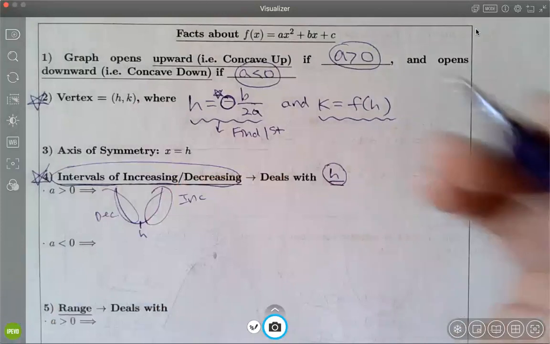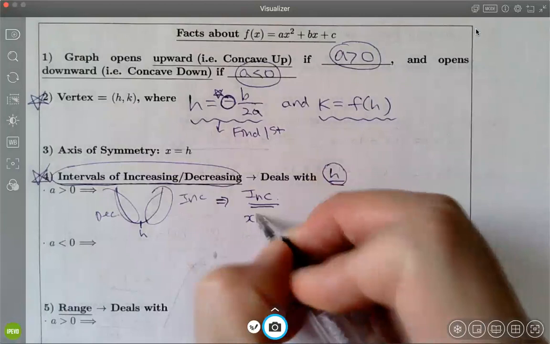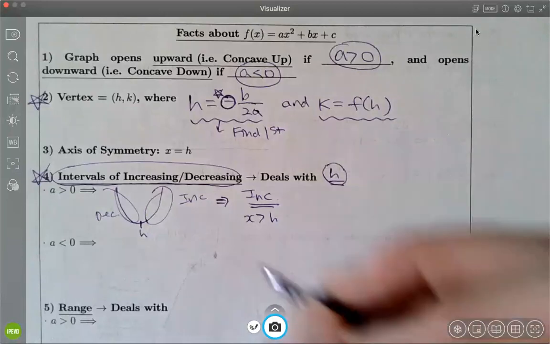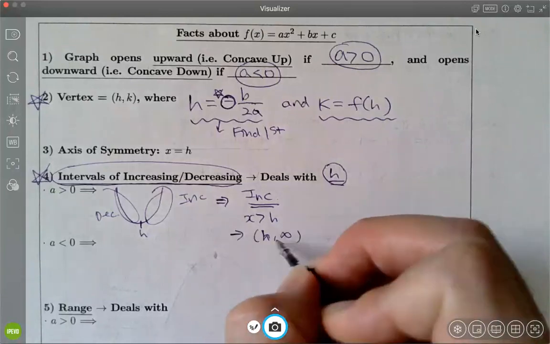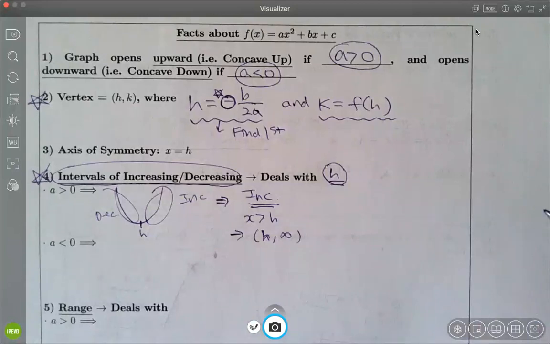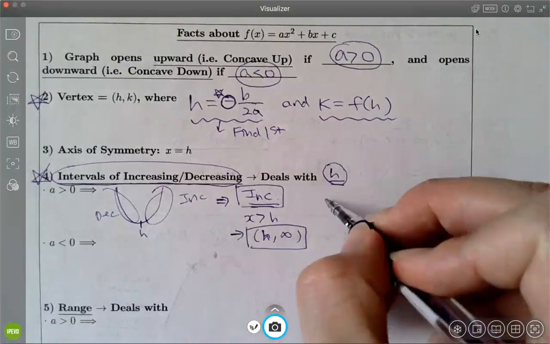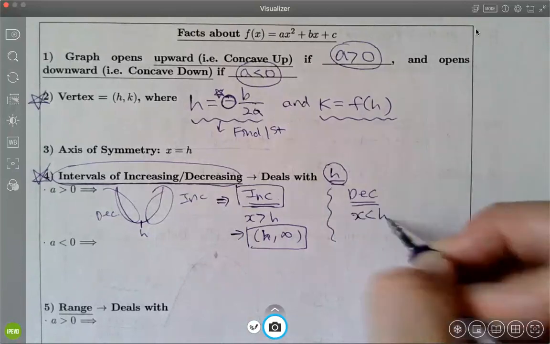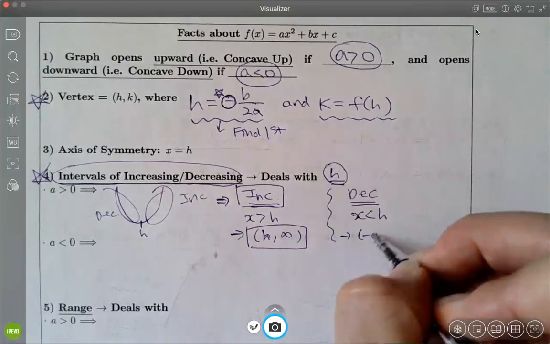So what does increasing represent? Increasing means x is greater than h, right? Because it's on the right-hand side of h. So what is the interval notation? Parentheses h, comma, infinity. And then what is the decreasing case? Anything less than h, right? So x is less than h. And what does that mean? Negative infinity comma h, parentheses.